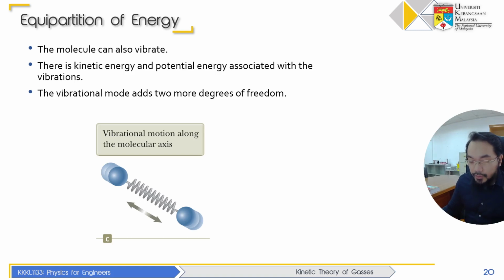Molecules can also vibrate. So what is vibrating? We know that if a molecule has 2 atoms, they are bonded to one another, so it can vibrate about the bonding. Right? There's a kinetic energy and a potential energy associated with vibration. And we know that vibration adds 2 more degrees of freedom.